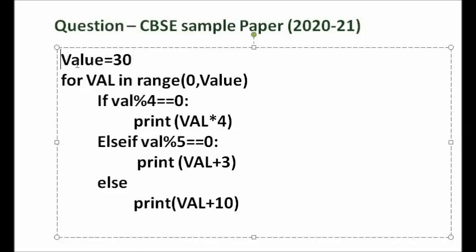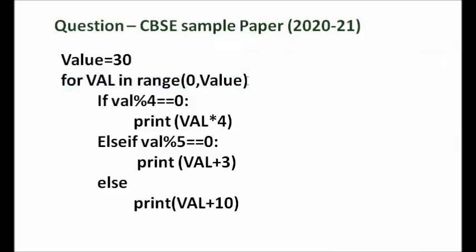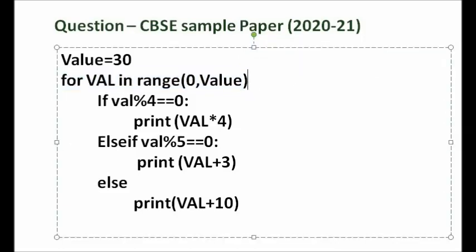First statement, value equal to 30. Is there any error? No. Then go for the next statement. For val in range 0, value. What is wrong with this statement? At the end of this for loop, you have to give colon. Then underline this correction. The next statement, if val modulus 4 double equal to 0.